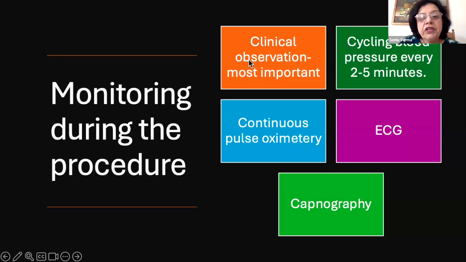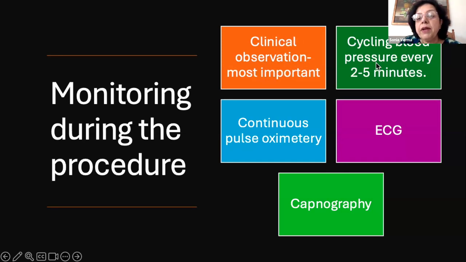Monitoring during the procedure, the most important is clinical observation. At what stage of sedation is your patient? Are they alert? Are they responding to verbal? Are they responding to pain? Or are they unconscious? AVPU again and again.